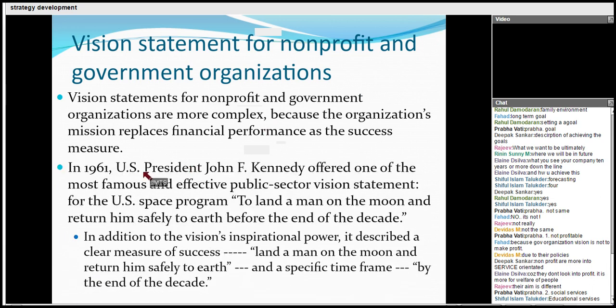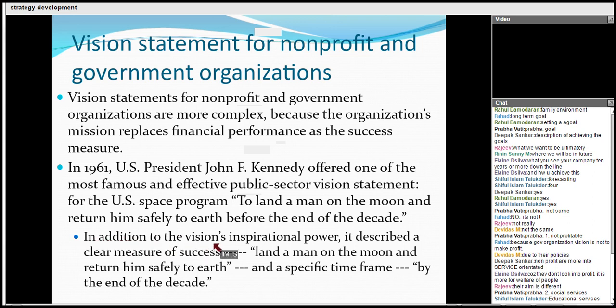Okay. In 1961, this is very sweet, I really love this, U.S. President John F. Kennedy offered one of the most famous and effective public sector vision statements. This statement was for the U.S. space program. Now, just look at his vision statement. He says, to land a man on the moon and return him safely to Earth before the end of the decade. You get it? All three parameters are there.